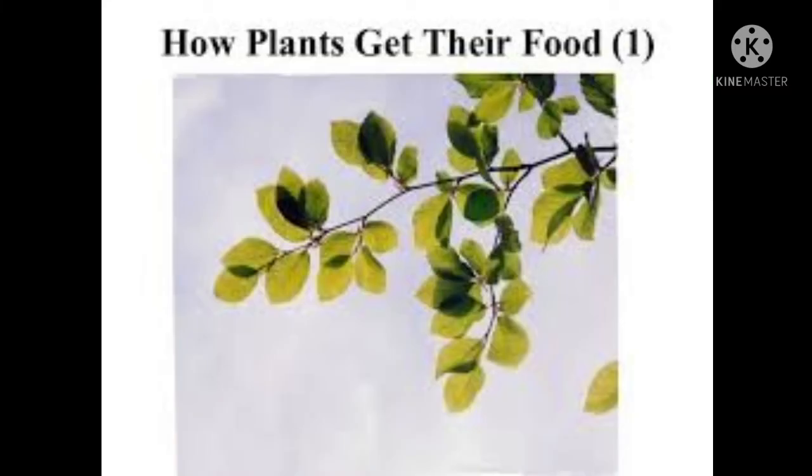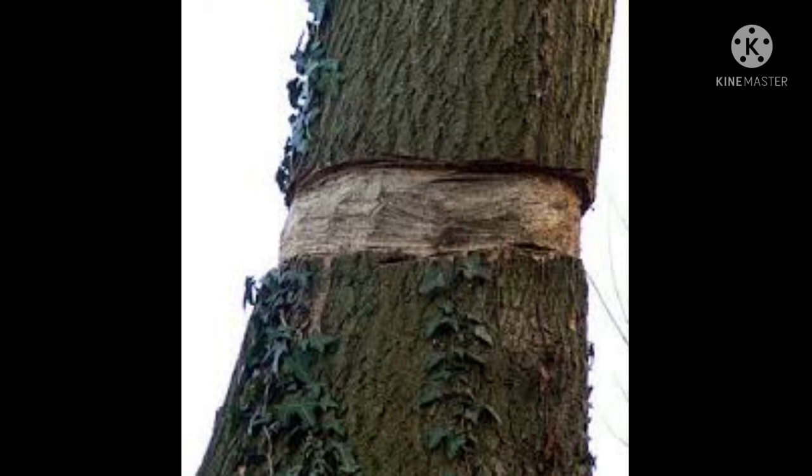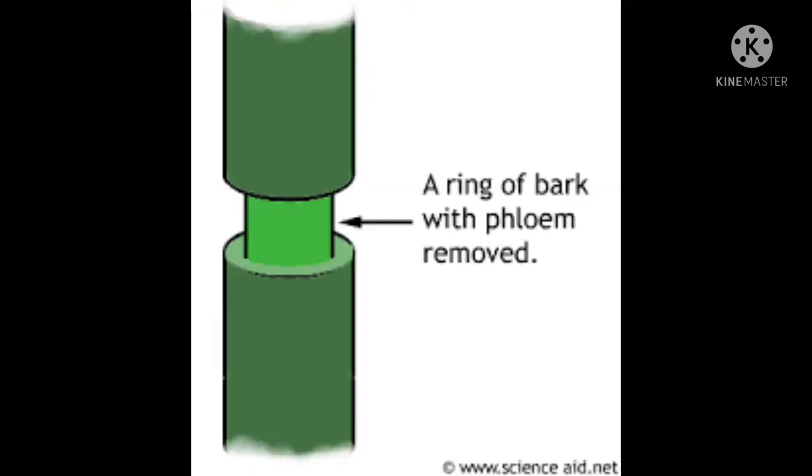Let us perform another experiment to know how conduction of sugars occurs in the phloem. This experiment is called the Girdling Experiment, where you remove a ring of the bark from the shoot to expose the wood. Remove all the tissues from the center outwards. Remove the phloem also. What happens after a few days?